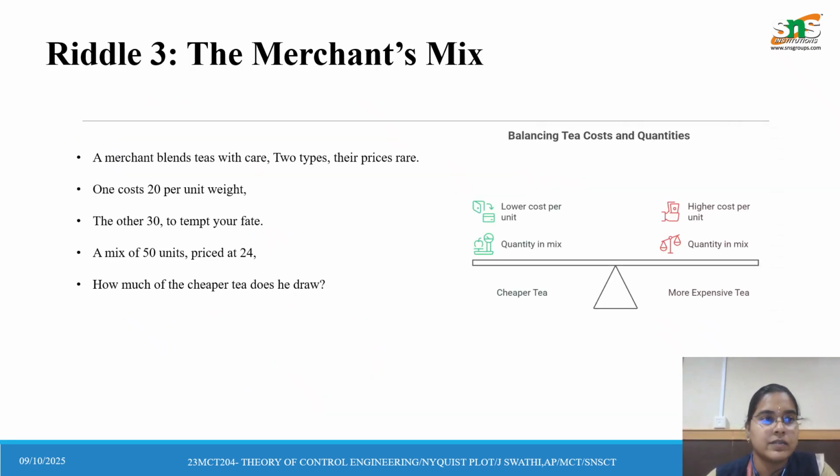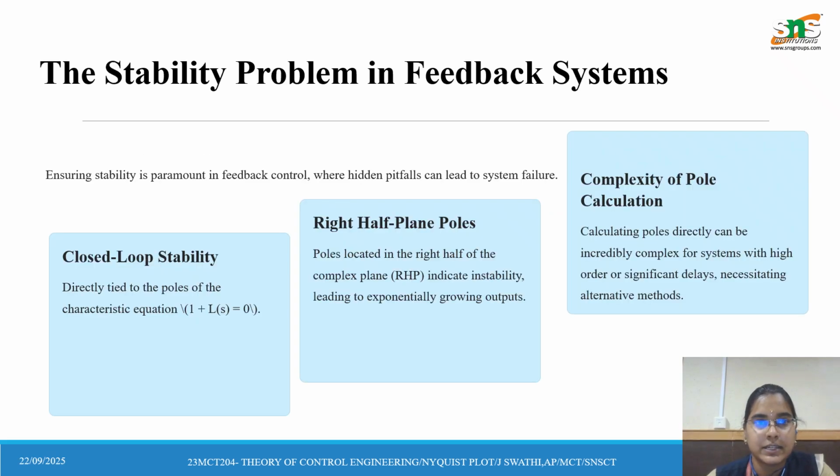And here we have the key characteristics also to apply this Nyquist stability criterion. So before getting into that, we have to know what the stability problem is. In closed loop stability, it directly ties to the poles of the characteristic equation. And second one is right half plane poles. Here the poles are located in the right half of the plane, indicating instability, leading to exponentially growing outputs. And next one is complexity of the pole calculations.